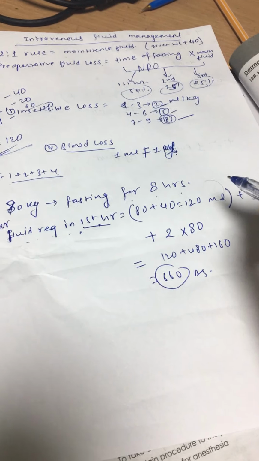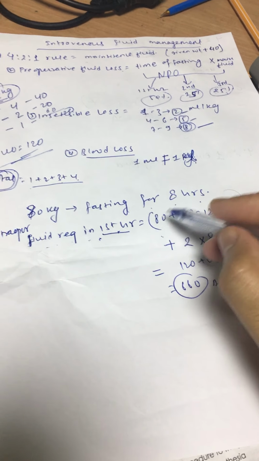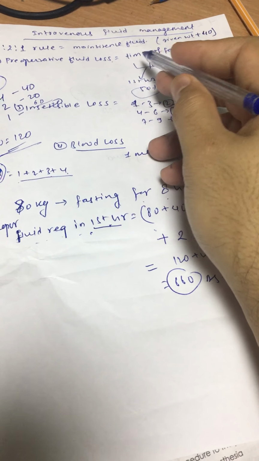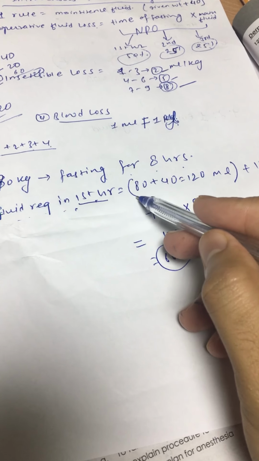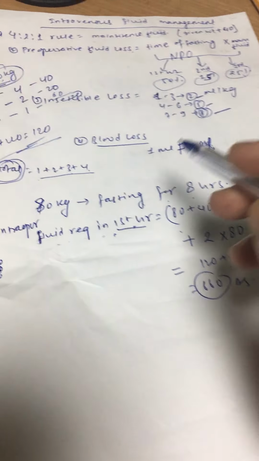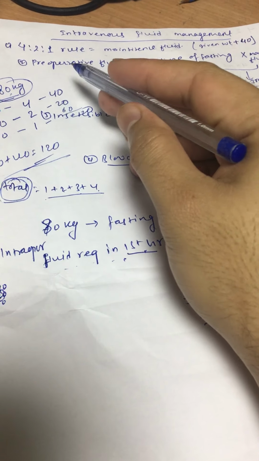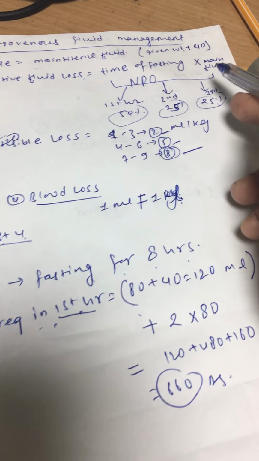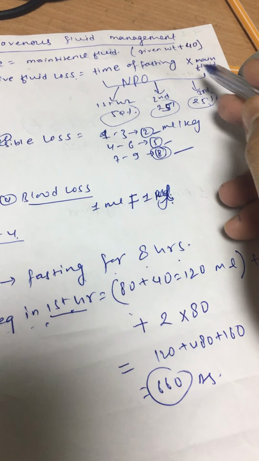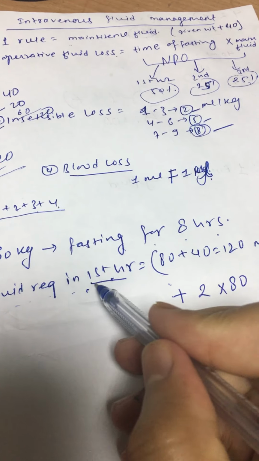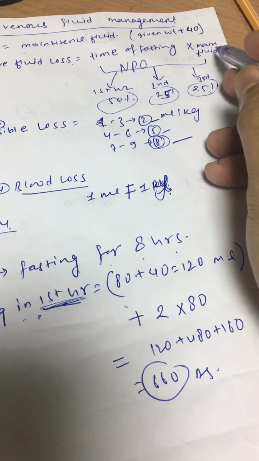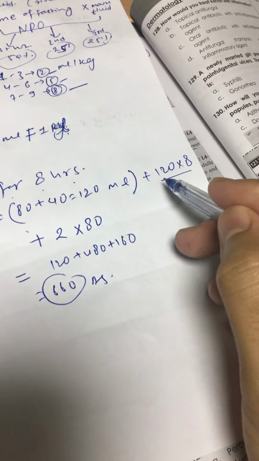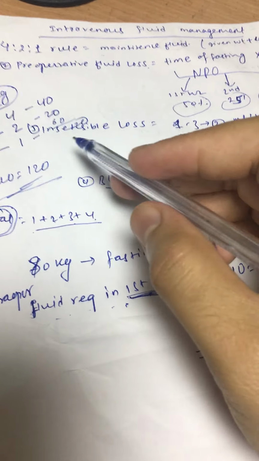How will you calculate the fluid requirement in the first hour? I told you, add these 4 parameters. Number 1, maintenance fluid. Given weight 80 kilogram plus 40, 120. Then the second parameter is pre-operative fluid loss, calculated as time of fasting into maintenance fluid. But the question asks in the first hour, so we'll take 50% of this, not total 100%. So we'll divide by 2: 120 by 2, plus insensible loss.